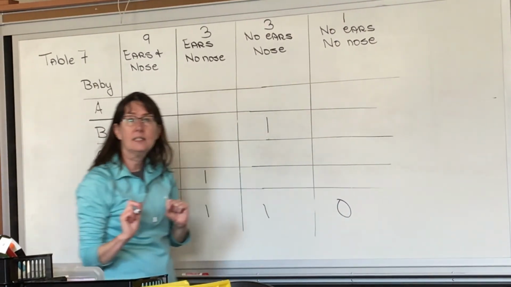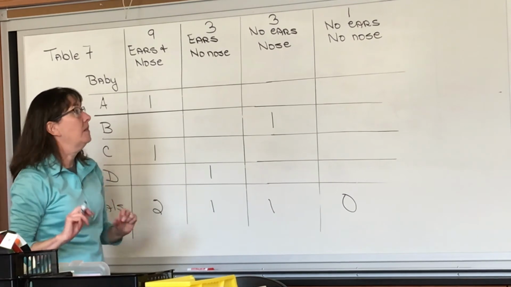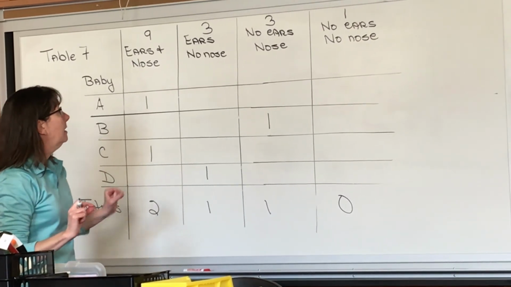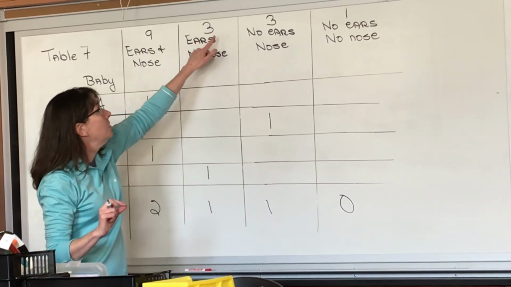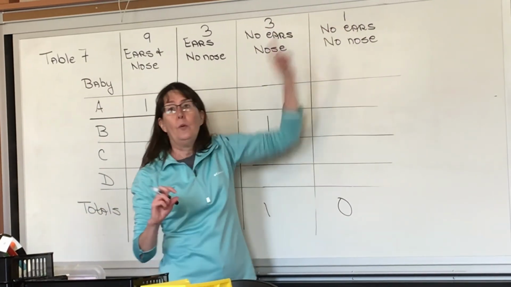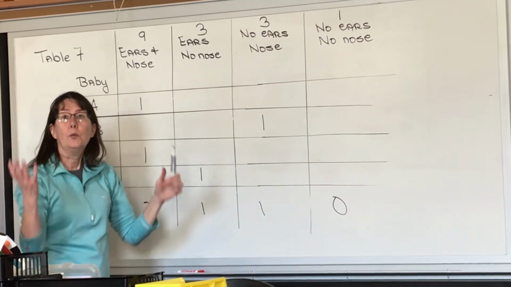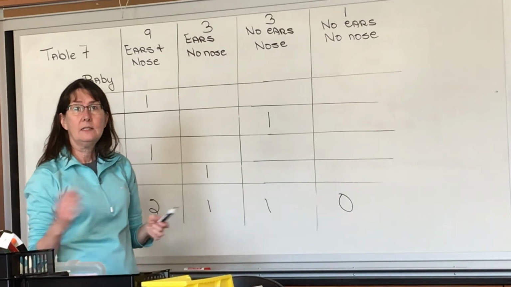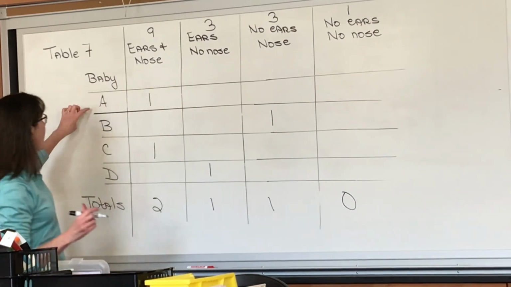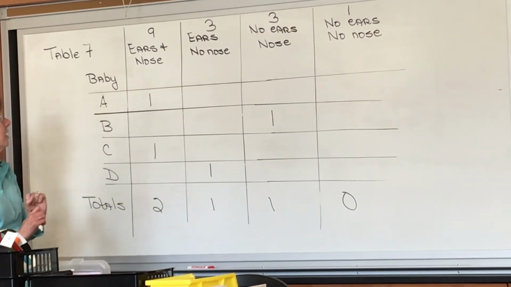1 out of 16 should exhibit that combination. So a 9 to 3 to 3 to 1 ratio. So with our baby potato spuds that we created, A, B, C, and D, here's our data.